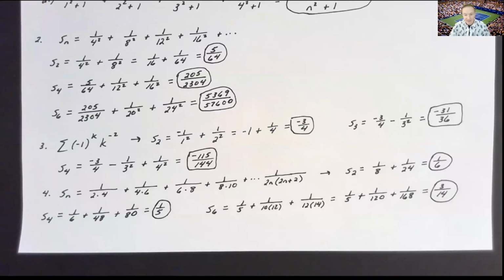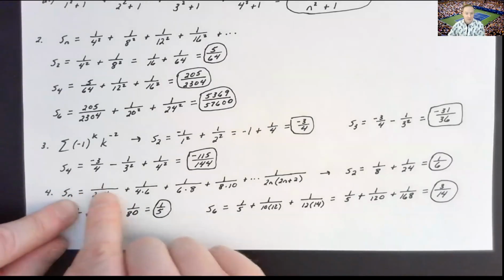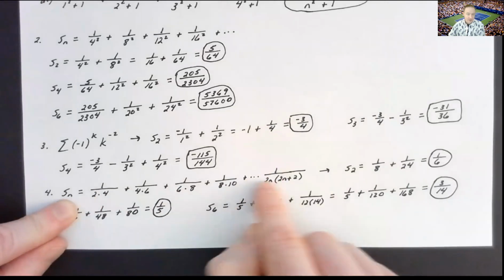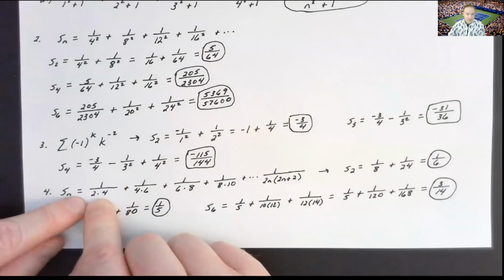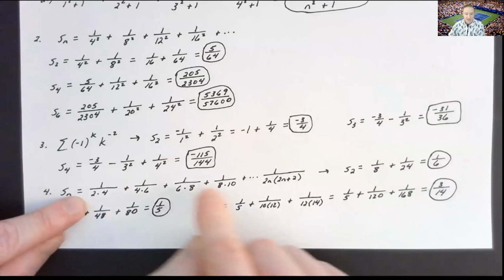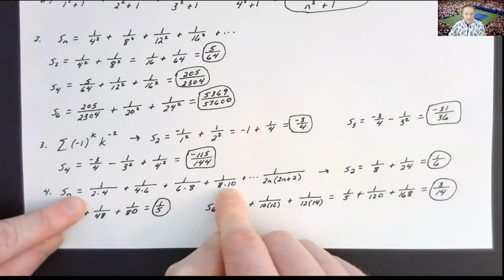This one was wanting the S sub 2, S sub 4, and S sub 6. And it said S sub n is equal to this expression. Now, I went ahead and just did this part myself. So it gave me 1 over 2 times 4 plus 1 over 4 times 6 plus 1 over 6 times 8 plus 1 over 8 times 10.